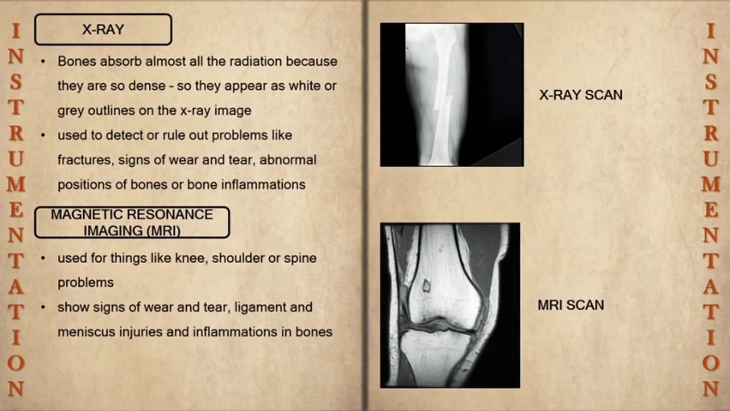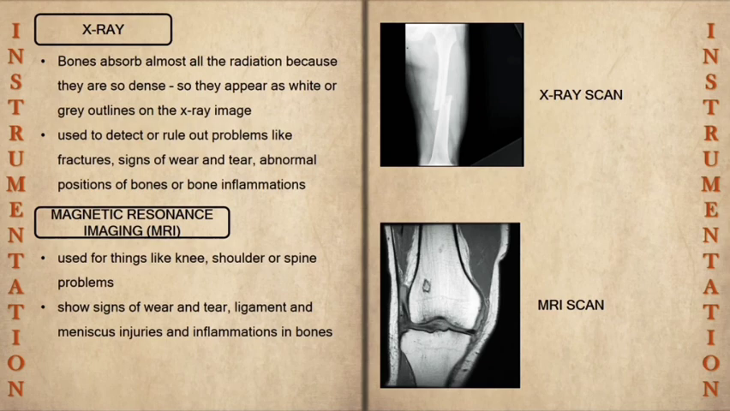Next, I will talk about the instrumentation that can be used to diagnose bone disease. The first one is X-ray. Bones absorb almost all the radiation because they are so dense, so they appear as white or gray outlines on the X-ray image. X-ray is used to detect or rule out problems like fractures, signs of wear and tear, abnormal positions of bones or bone inflammations.